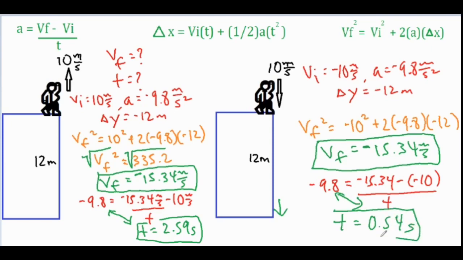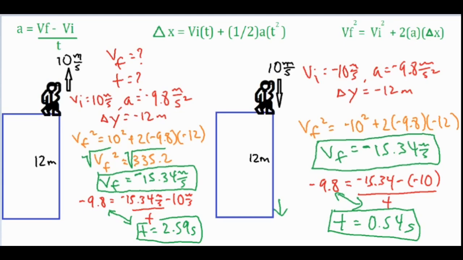which is significantly shorter than the first time, because the first time the ball has to rise all the way up to its peak, fall back down, then come back to its original release point, and then fall 12 meters. So the second one, it just got thrown straight down towards the ground. So it does not arc up and down. So its time is going to be significantly shorter, which it is.